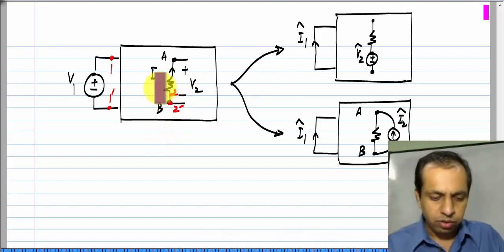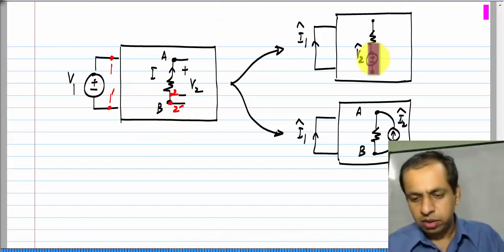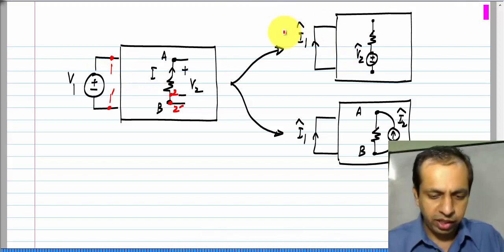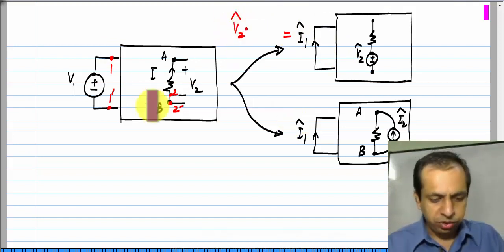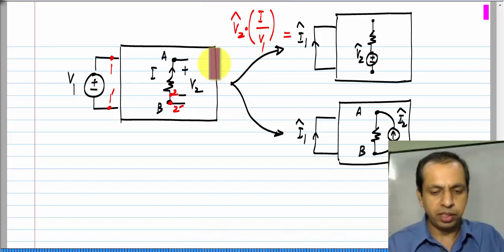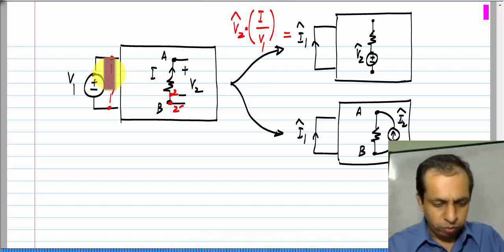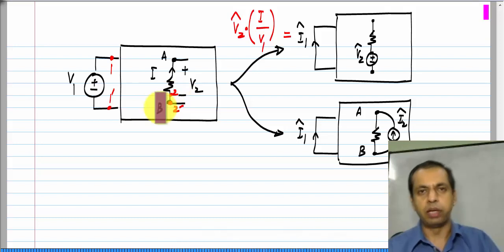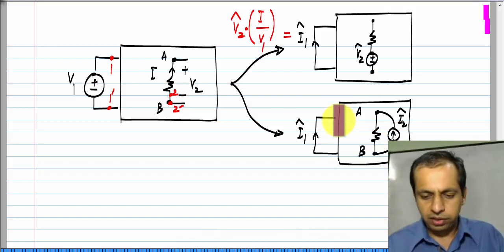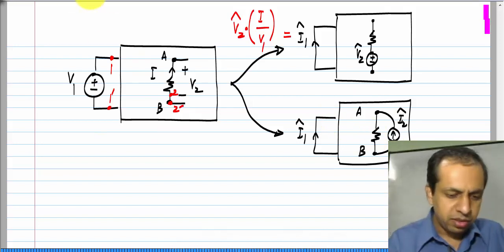Okay. So, now clearly this V2 hat is applied to the second port over there, and the first port is short circuited. So, I1 hat I can find out without doing any further calculations. It is the same as V2 hat times the ratio that I had here, which is I by V1. Okay. I by V1 would be nothing but Y21 with this as the first port and that as the second port. Okay.